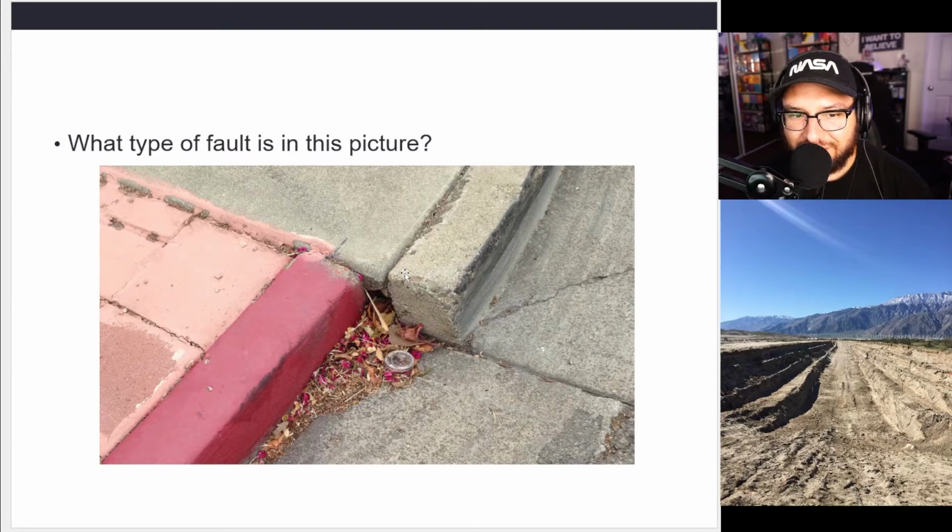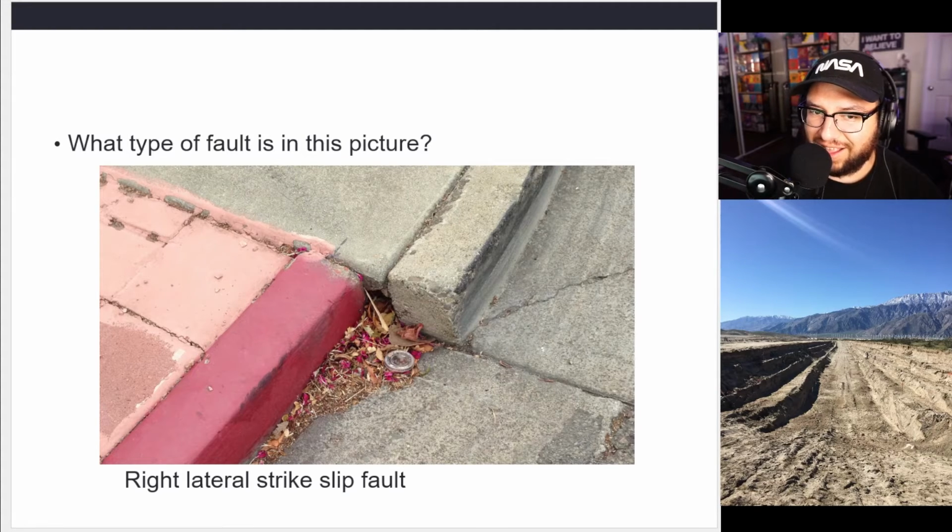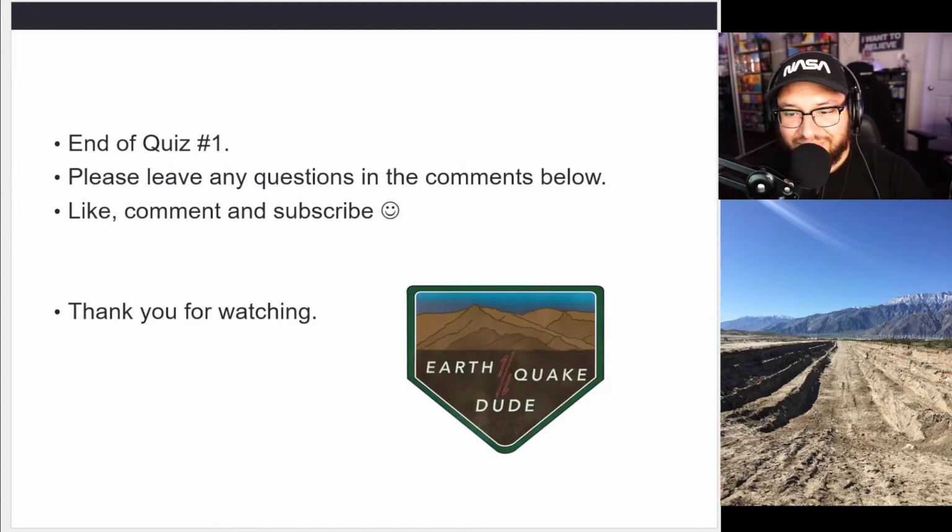Little concrete action here. Sidewalk action. You ever play that game where you're walking on the sidewalk and then you're like, whoa, I'm going to move this way? And if you guessed right lateral strike slip fault, you are correct. Very good. And that's it.